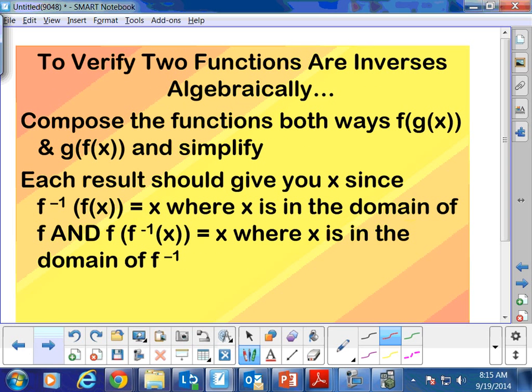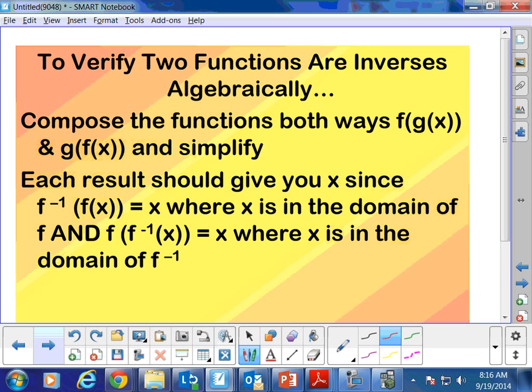Okay. Now that we've done that, let's move on to this. We're going to verify that two functions are inverses algebraically. The way we do this is we're going to use some techniques from yesterday's notes, which is composition of functions. If you didn't understand that well, I do also have a video, and you can see some of the written notes on there. But we're going to compose the functions in both ways. We're going to do f of g of x and g of f of x.